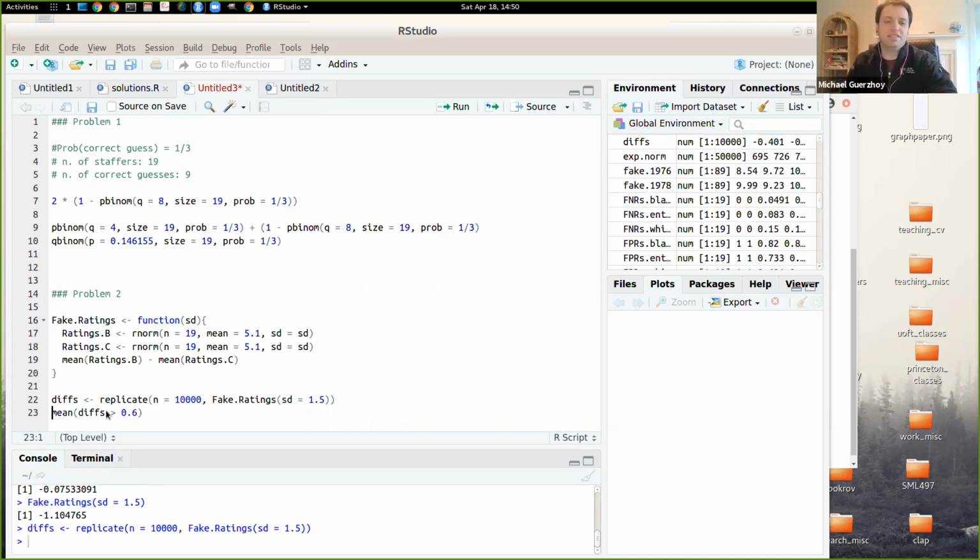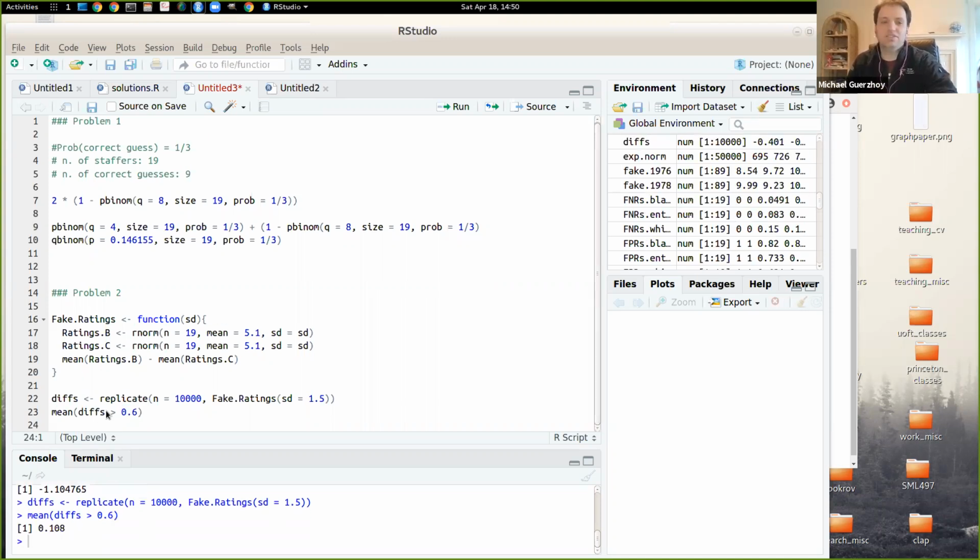So we'll get the 10,000 differences, and now we'll compute on diffs. I forgot to do absolute value, because a difference of 0.6 and minus 0.6 are like, one is as surprising as the other. So you see that about 20% of the time, a little bit more here, you see a difference of 0.6 or greater, which means that we cannot reject the null hypothesis, because we observe a difference of 0.6 or greater quite often, even if really the means are exactly the same. That is assuming that SD is 1.5.